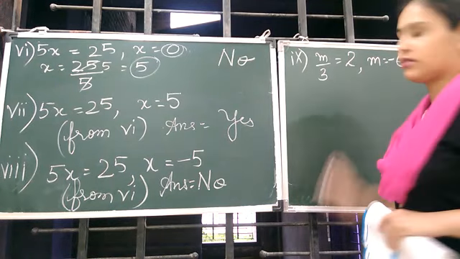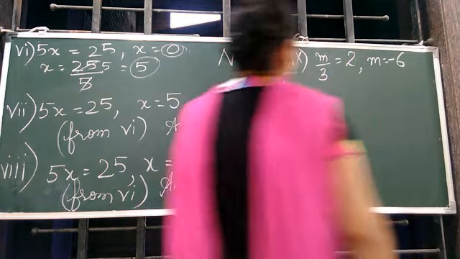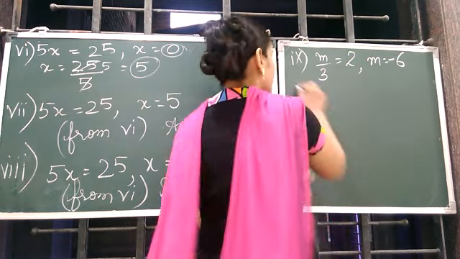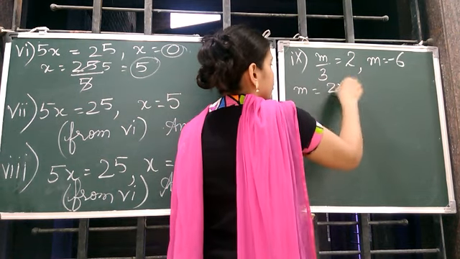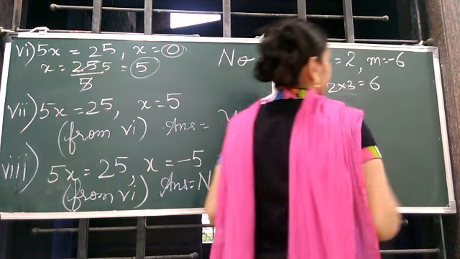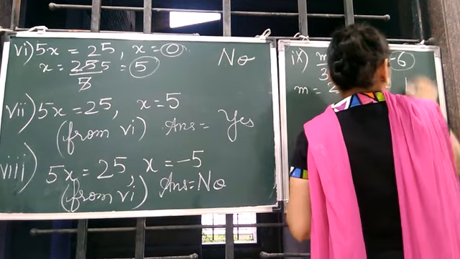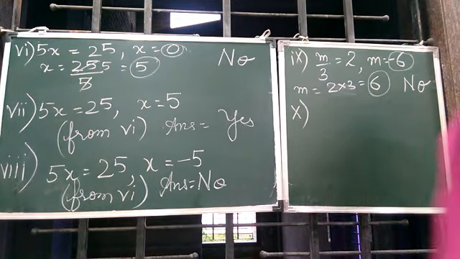Minus 6. So, if this 3 is shifted here, it is in division, it will become multiplication. So, m is equal to 2 into 3, which is equal to 6. Answers are not matching, you can see. This is 6, this is minus 6. So, it's a no.